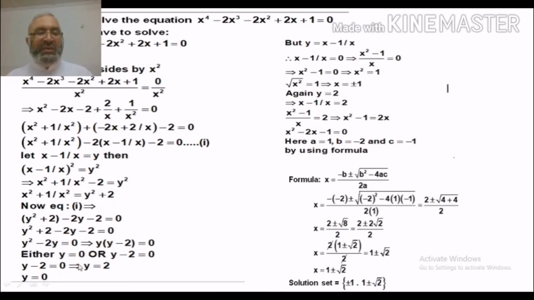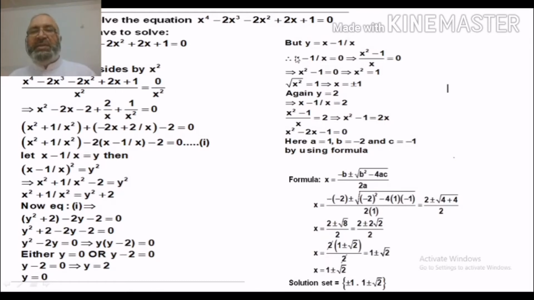y is equal to 0 and y is equal to 2. But y is equal to x minus 1 over x, our first substitution. So by back substitution, put the first value of y, when y is equal to 0. So this becomes x minus 1 over x is equal to 0. Multiply both sides by x.